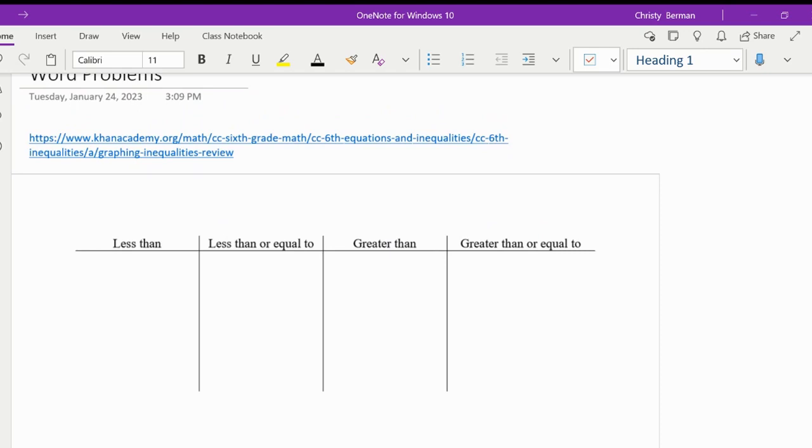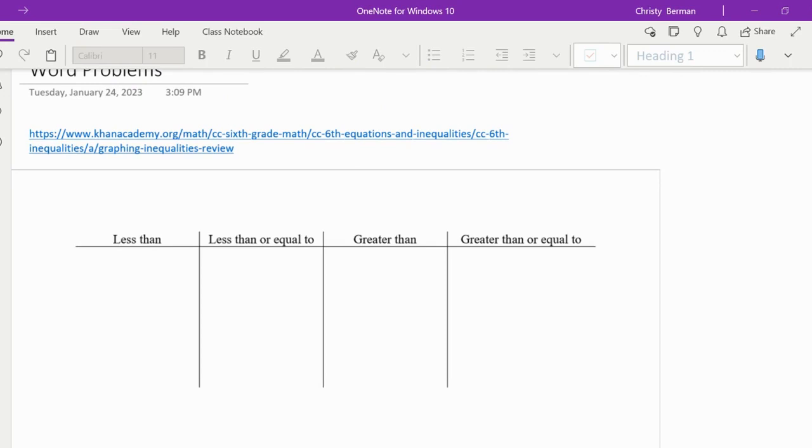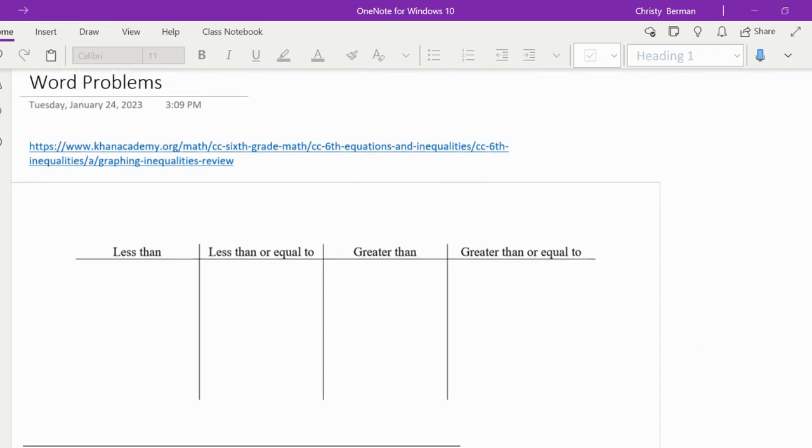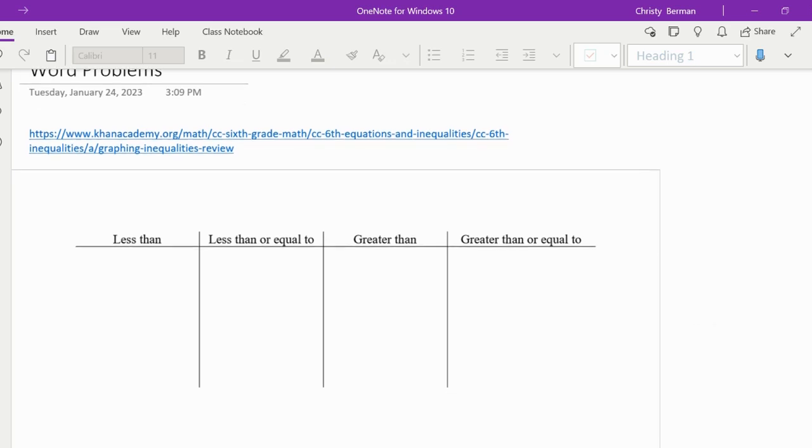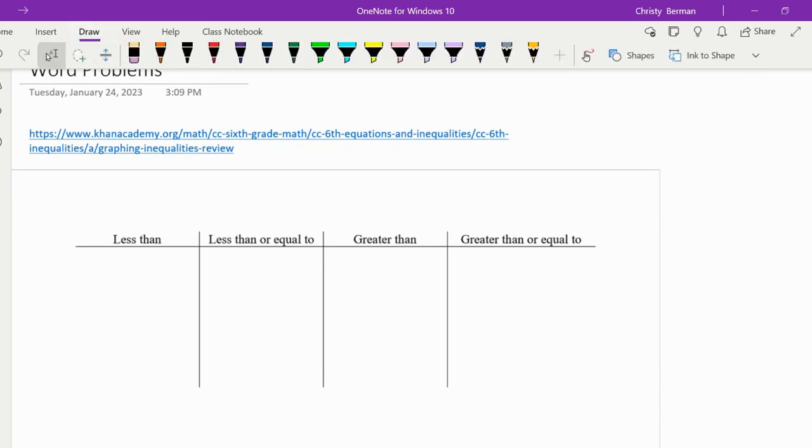So as we work through this lesson on word problem strategies, one of the things you want to keep handy and add to is this document that has these columns of less than or equal to, greater than, and greater than or equal to. This is not for the symbols. This is supposed to be for the words that represent these things.